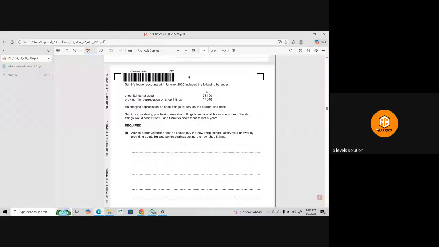Samir's other accounts at 1st January 2026 include the following balances. Okay, so we have the shop fittings, which is 28,400. Then the provision for depreciation, which is 17,040. We are using the straight line method. Samir is considering purchasing new shop fittings to replace all his existing ones, and the shop fittings would cost 19,250, and Samir expects them to last 5 years. Okay.